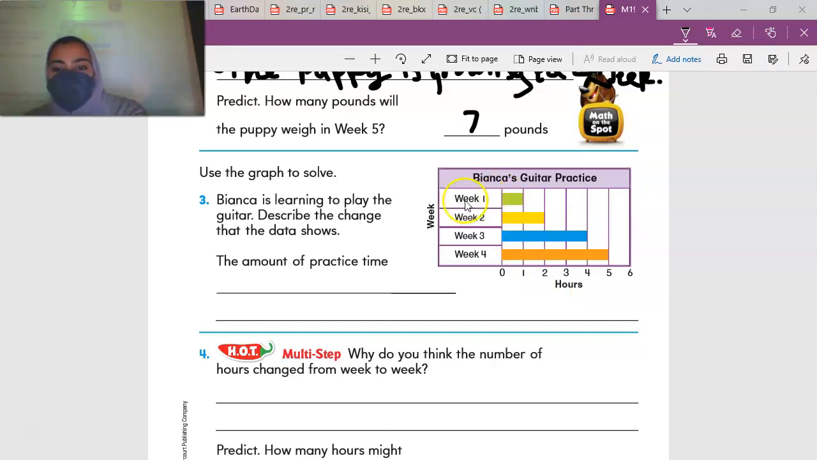So in week 1, how many hours does Bianca practice? 1 hour. In week 2, how often does she practice? In week 3? In week 4? 5 hours. So the question is, what's happening each week? Is she practicing more or less? She's practicing more. So the amount of practice time is increasing or decreasing? Increasing. It's getting bigger. So the amount of practice time is increasing or getting bigger.